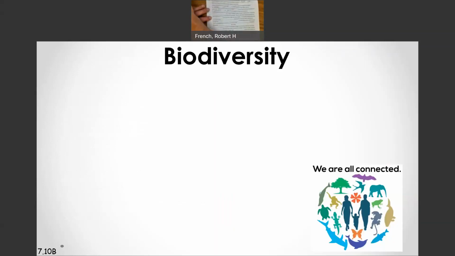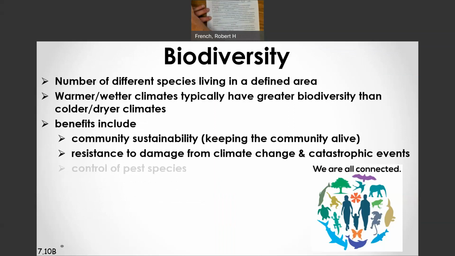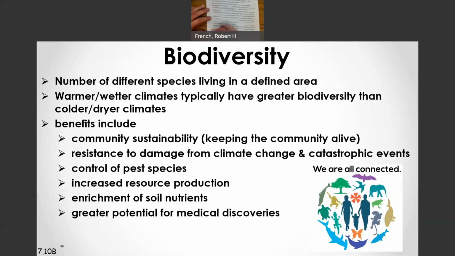Okay, let's go on to number 8. So blank is the number of different species living in a defined area. Let's say biodiversity. The greater the biodiversity of an area, the healthier the ecosystem. Warmer and wetter climates typically have more biodiversity than colder and drier ones. So more is your blank, or greater.